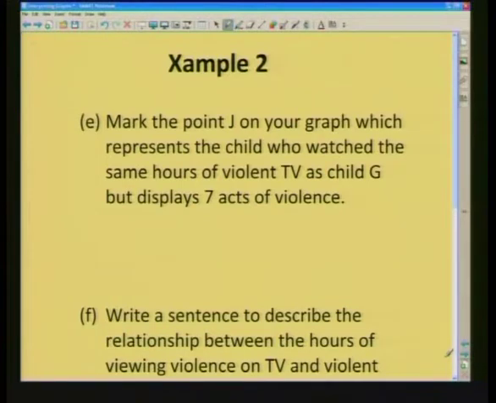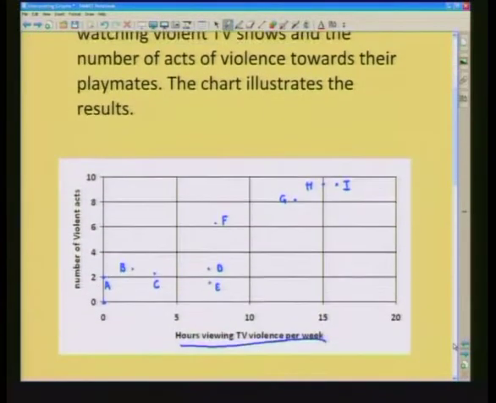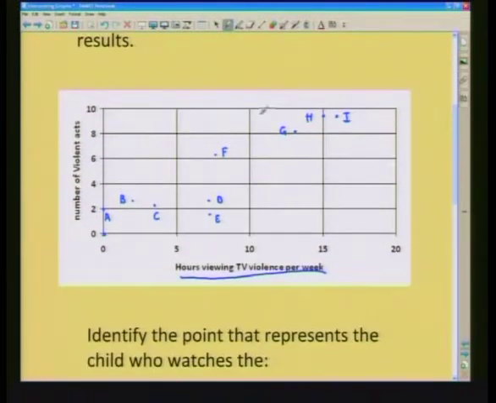They ask us to mark the point J on our graph, which represents the child who watched the same hours of violent TV. So that gives us the x-axis as a point of reference. It's got to be the same number of hours of violent TV as child G, but displays 7 acts of violence. So we go back to our graph. Let's identify this amount of hours. So child G is there just above 8.